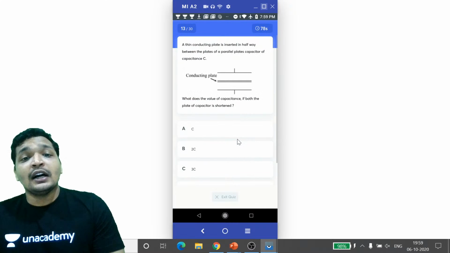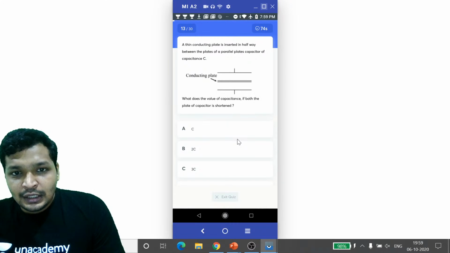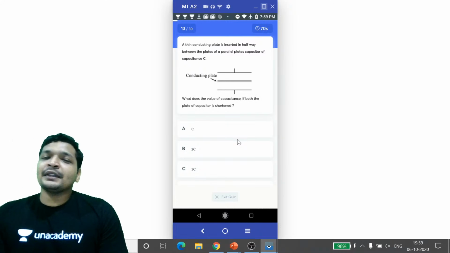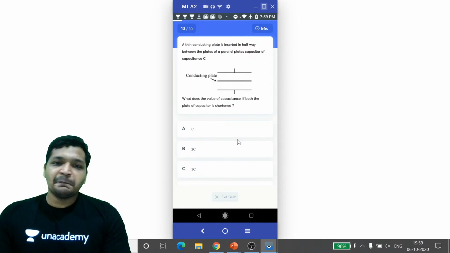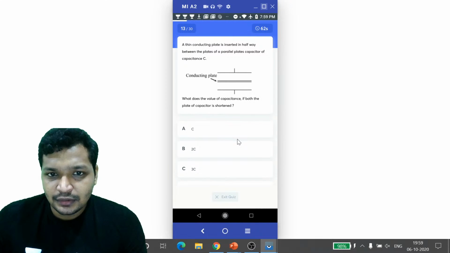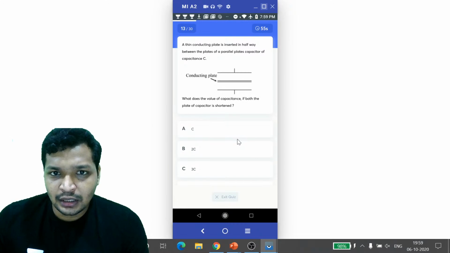All right. So this is a good question, right? So what happens when you insert a conducting plate in between? Think about it. Like a very thin conducting plate. The two plates are shortened.